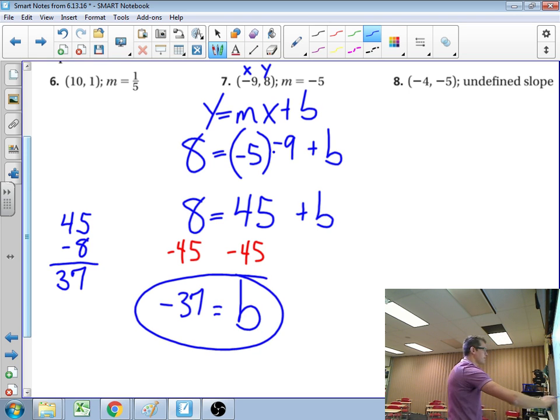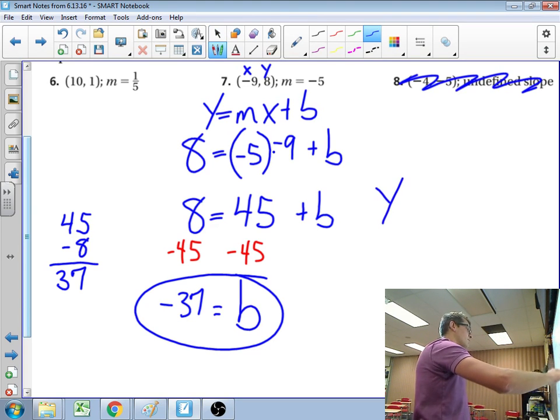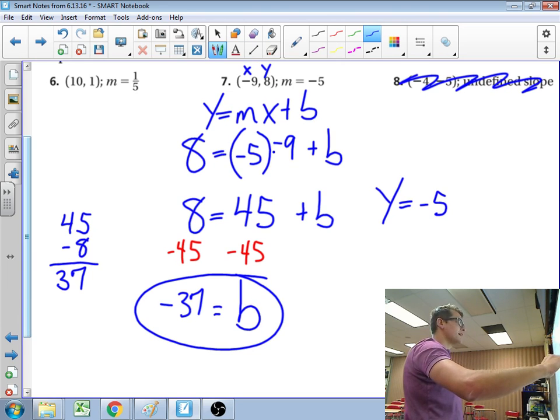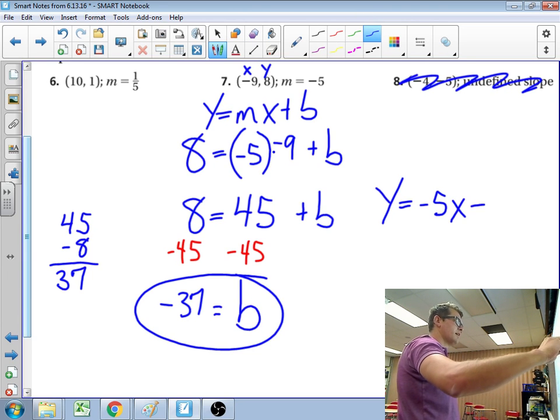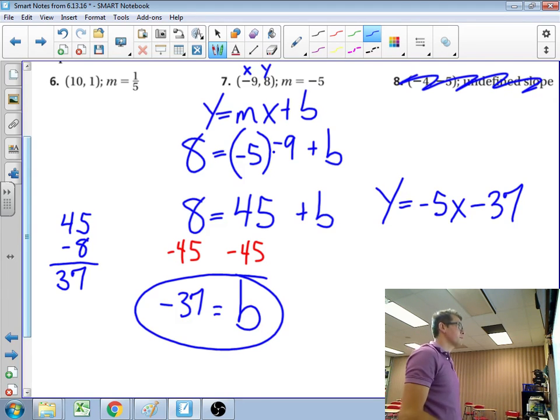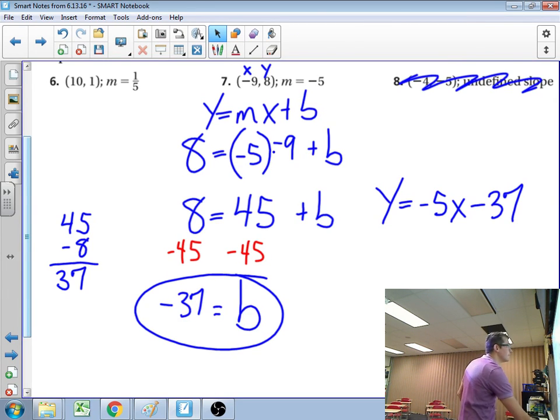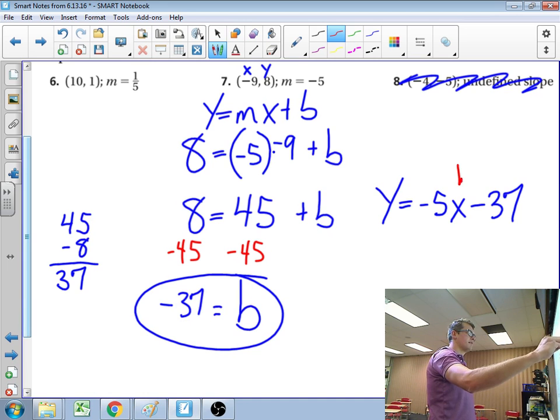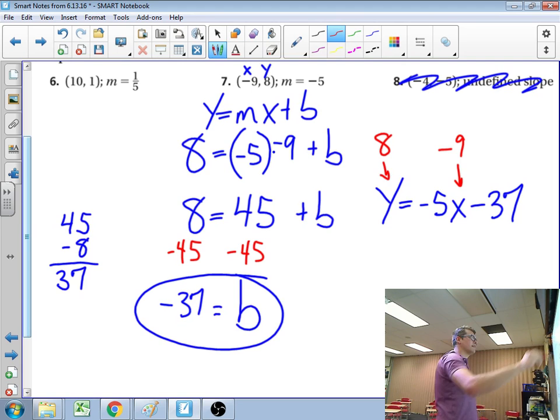So my b value is a negative 37. But again, I'm not done. We're ignoring number 8 for now. My equation would then become y equals my slope of negative 5 times x minus 37. And if you want to check this, go ahead and plug in the x value of negative 9 and the y value of 8 and see, is this still true? That should plug in and come out to be true. As long as your left side equals your right side, everything that we've done is correct.